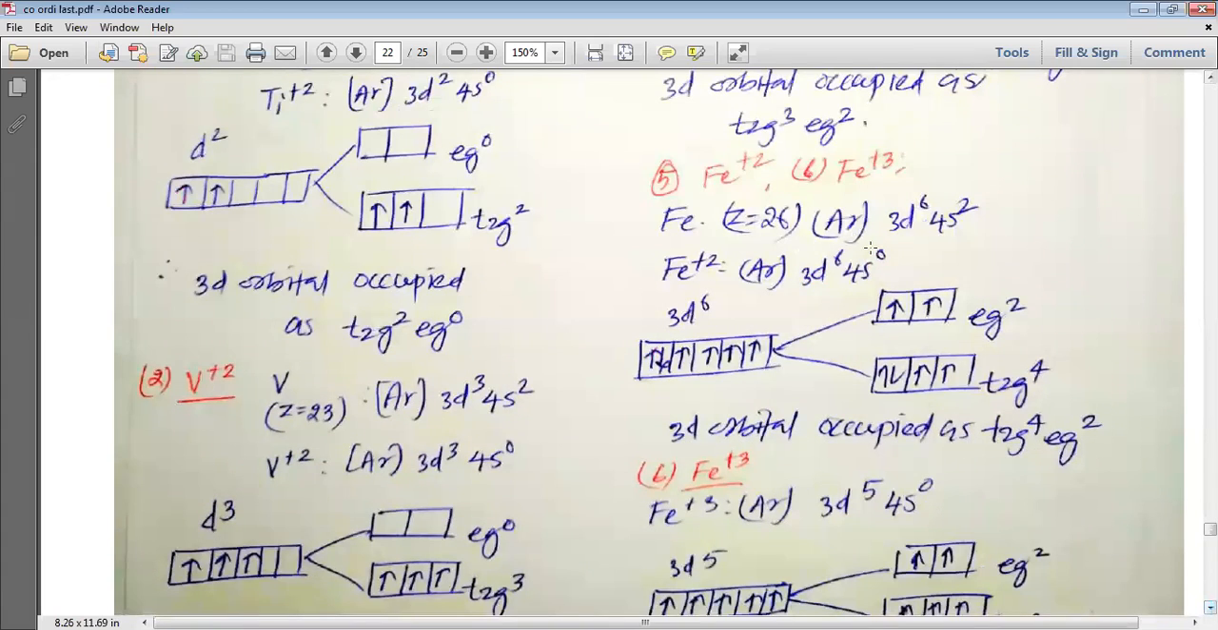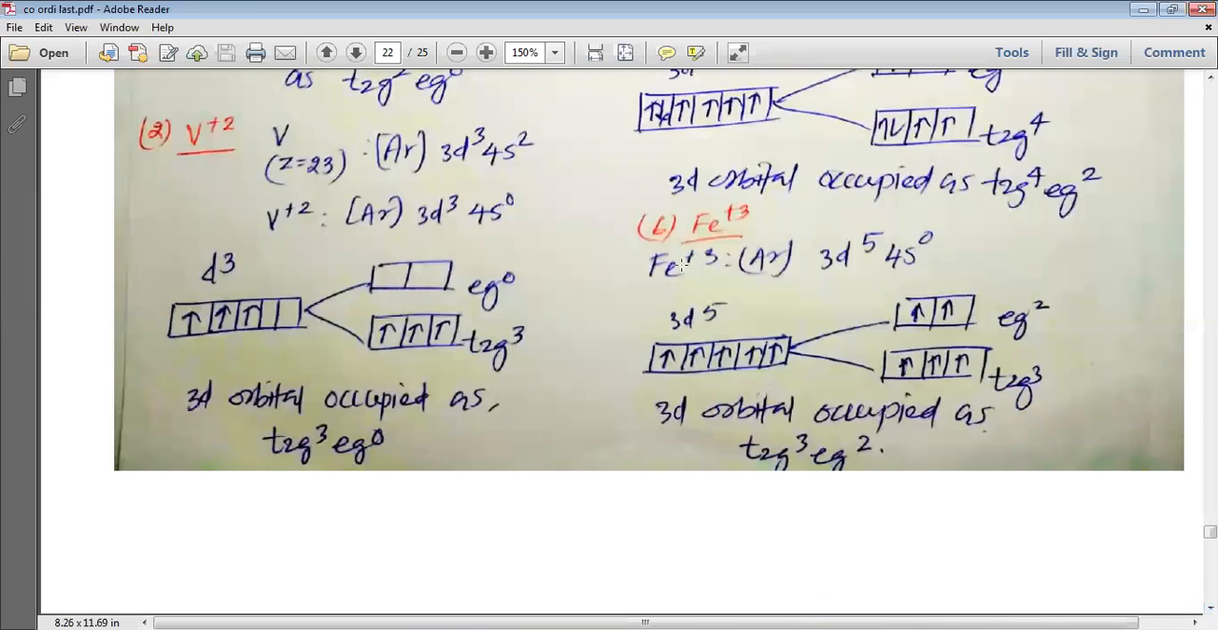Fe, Z is equal to 26, is argon 3d6 4s2. Fe plus 2 would be 3d6 4s0. So in 3d we have 6 electrons, and one orbital has a pair of electrons. You can see that in t2g we have 4 electrons and in eg we have 2 electrons. So the 3d orbital occupancy is t2g4 and eg2.